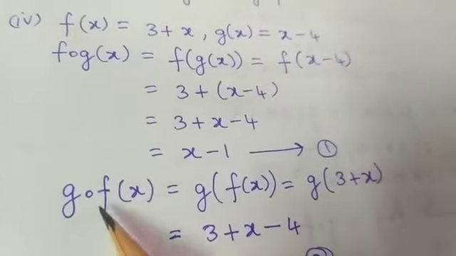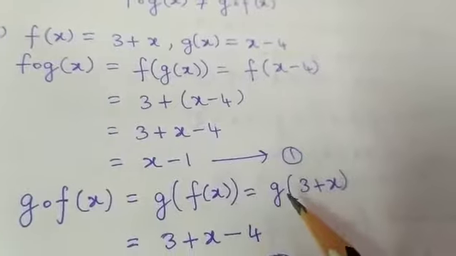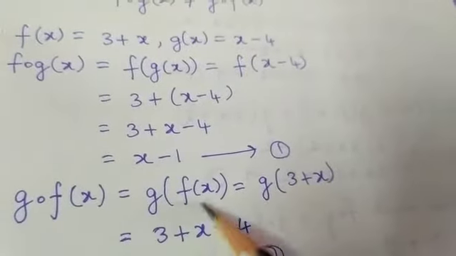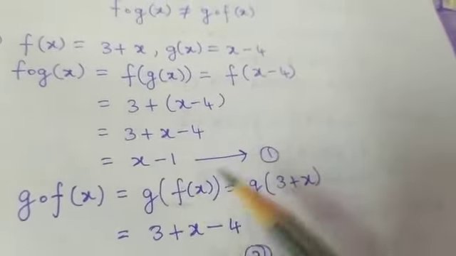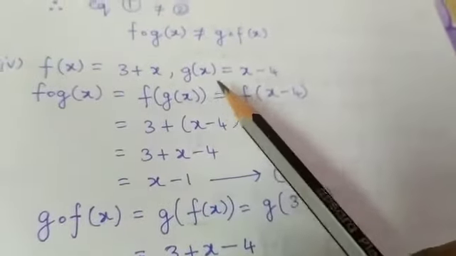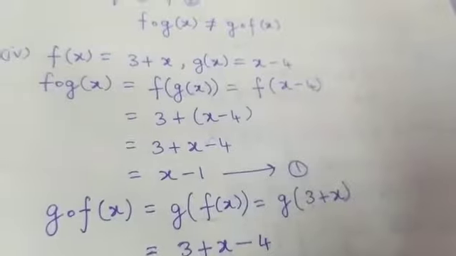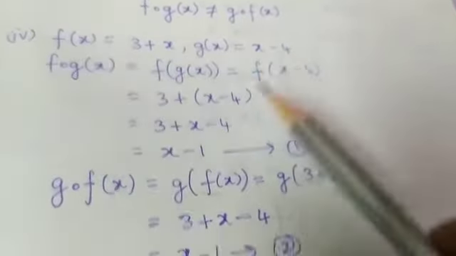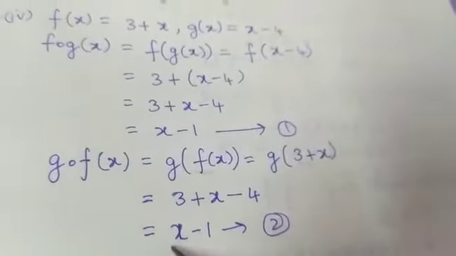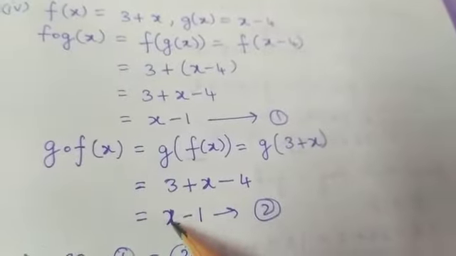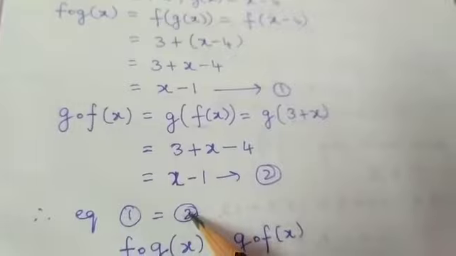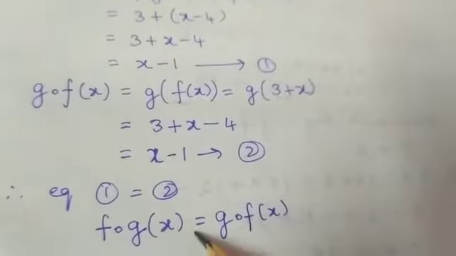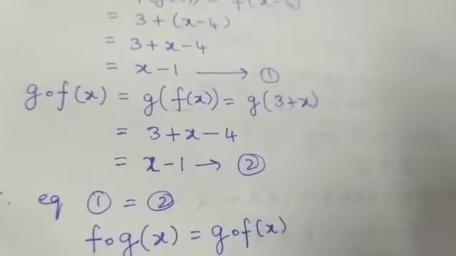Then I find g dash f of x equal to g f of x, that is equal to, I'm putting the f of x here. So this 3 plus x, I'm putting it in the place of x in g of x, that is 3 plus x minus 4, that is equal to, when I cut it, I'll get x minus 1. This is my second equation. Therefore equation 1 equals 2. So f dash g of x equal to g dash f of x.